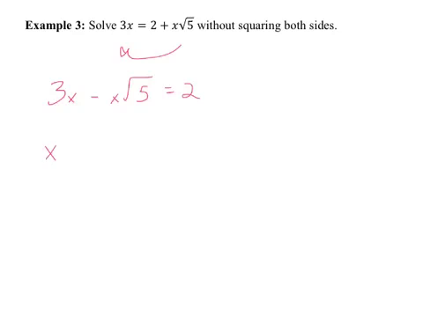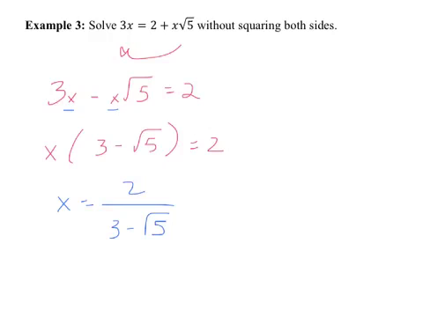Then we can factor out an x, leaving behind 3 minus radical 5. All right, there's an x in both terms. So there's your GCF. And then divide by 3 minus root 5. Well, it's 2 over 3 minus root 5. How do you make that rational? Well, you multiply by the binomial conjugate. So let's simplify this by multiplying by the binomial conjugate.